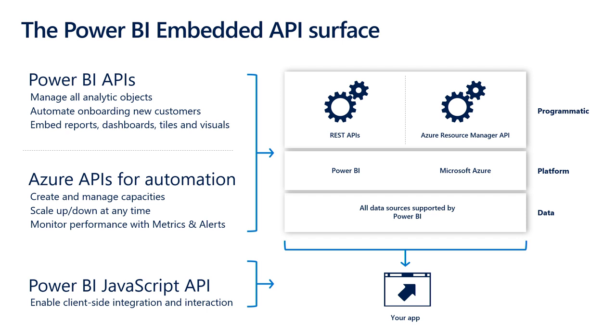So the Power BI APIs manage all the analytics and the embed reports, dashboard, and visuals. Azure APIs, ARM APIs, Azure Resource Management APIs, they manage the capacity, scale up, scale down, pause, resume, all the goodies that allow you flexible pricing and flexible usage, can be done by the Azure APIs for automation. And we have the Power BI JavaScript APIs to allow you to interact between the client, your app, and the reports, the visualization, and vice versa.